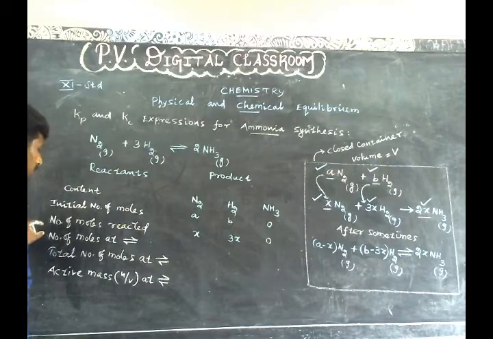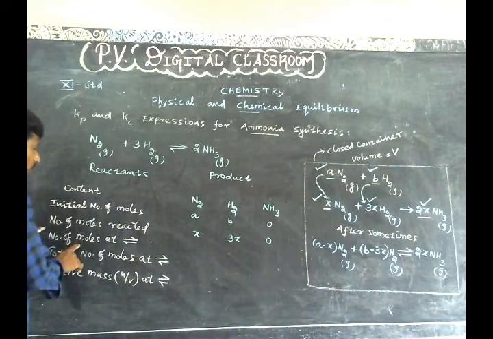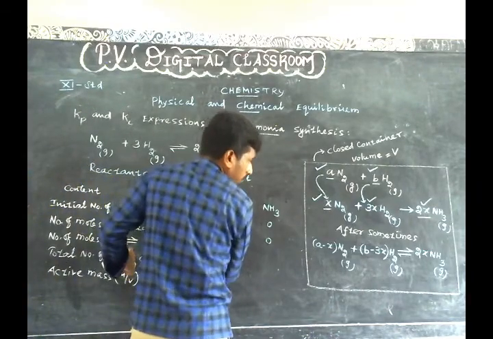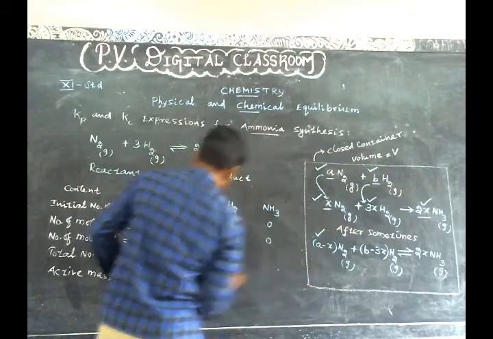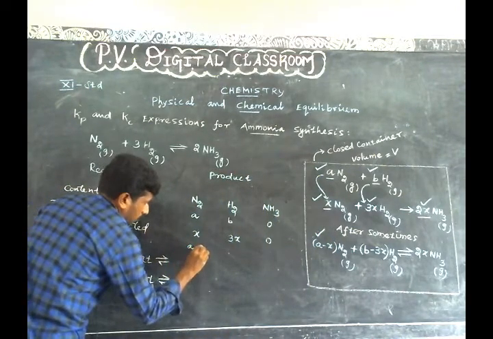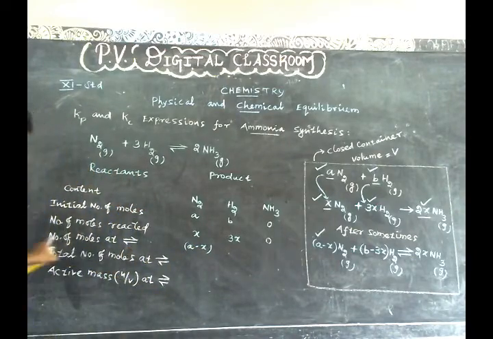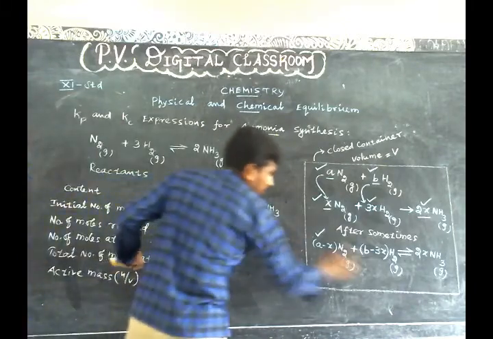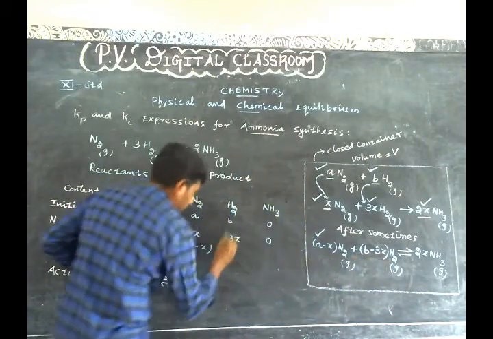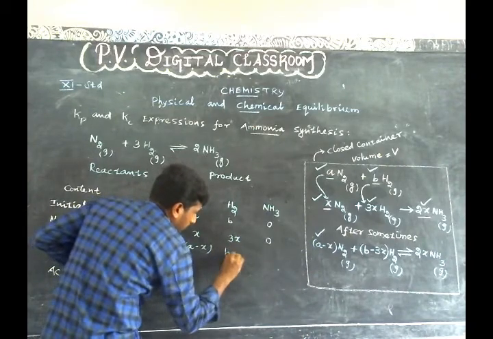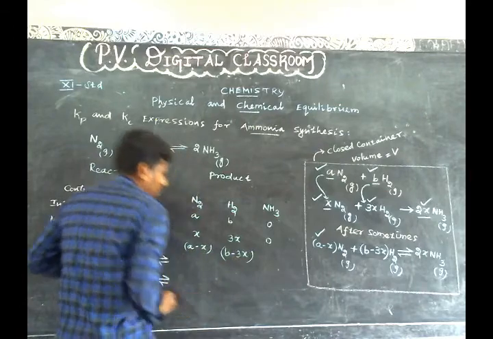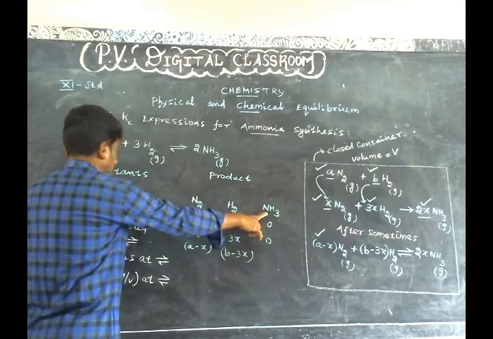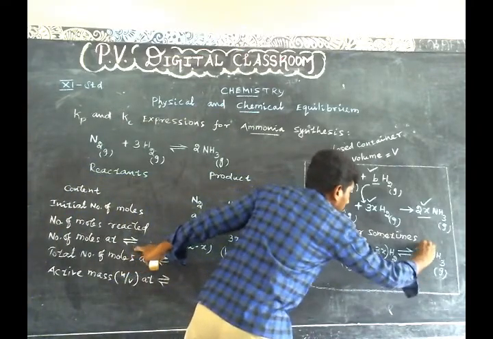Next, the number of moles of nitrogen gas at equilibrium is A minus x. Then the number of moles of hydrogen gas at equilibrium is B minus 3x. Then the number of moles of ammonia gas at equilibrium is 2x.